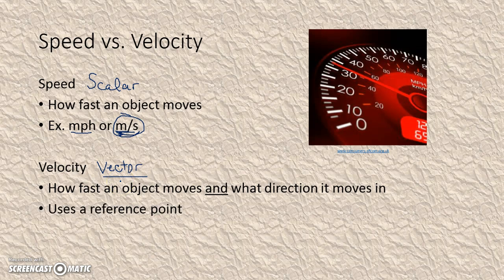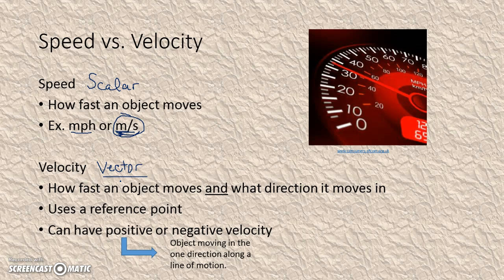Also, velocity, because it's a movement with a direction, uses a reference point to show which direction and how far it's been moved. Velocity can have a positive or a negative value depending on which direction it's moving. An object moving in one direction along a line of motion would have a positive velocity, and an object moving in the opposite direction along a line of motion would have a negative velocity.